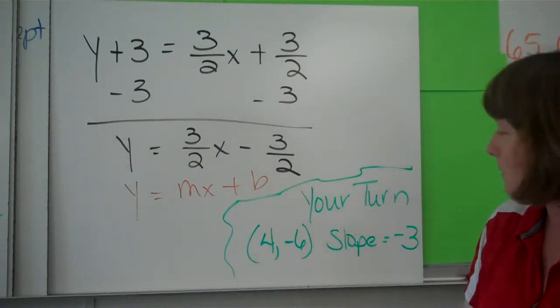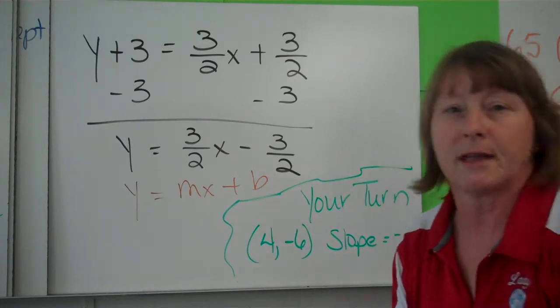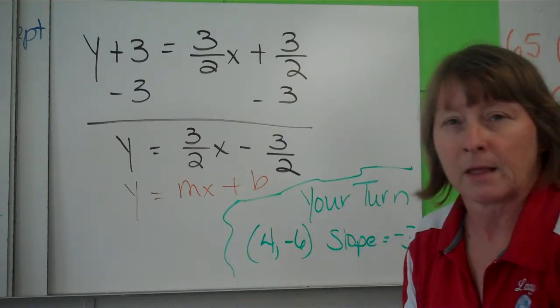It's your turn. You're given the point (4, -6) with the slope of negative 3. I want you to take it from this point-slope form to the slope-intercept form.